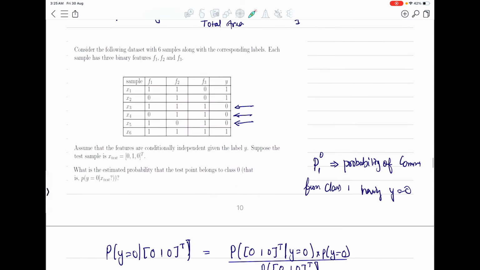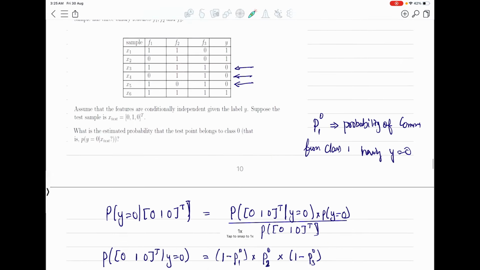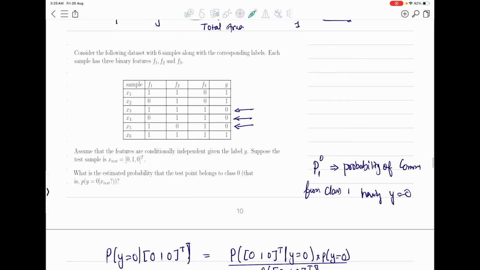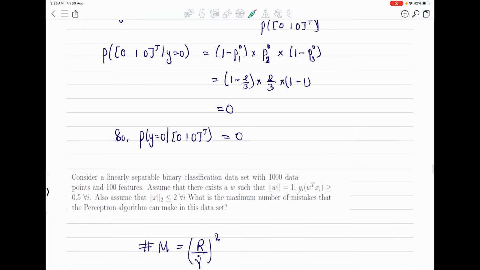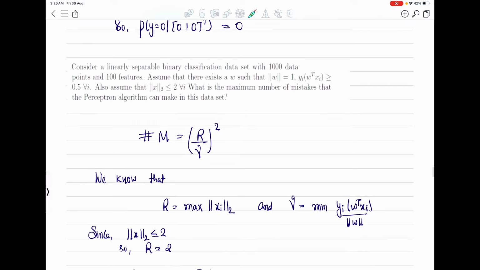Then we have to find the probability of class 2 given y equals to 0. So for y equals to 0, we have 2 ones here, so it will also be 2 by 3, which we have written here. Now p of class 3 given y equals to 0, we can see that all are 1, that is it will be 1, and 1 minus 1 will be 0. So the probability of this will be 0, and if the probability of this is 0, then the whole product will be 0. So this is the prediction.